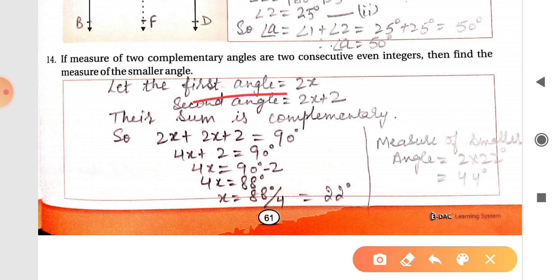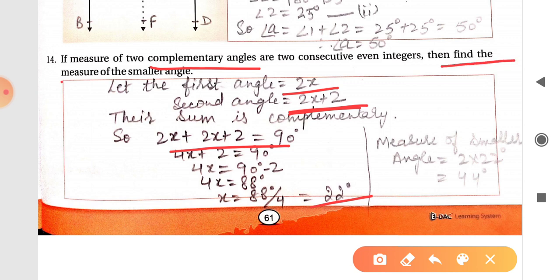Then take first angle equal to 2x because every even integer is a multiple of 2. So first angle will be 2x and second angle is 2x plus 2, because if we add 2 in first even integer, then we get the next even integer. We are given that they are complementary angles, so their sum is 90. That means 2x plus 2x plus 2 is 90 degree. Now find value of x, and value of x is 22.